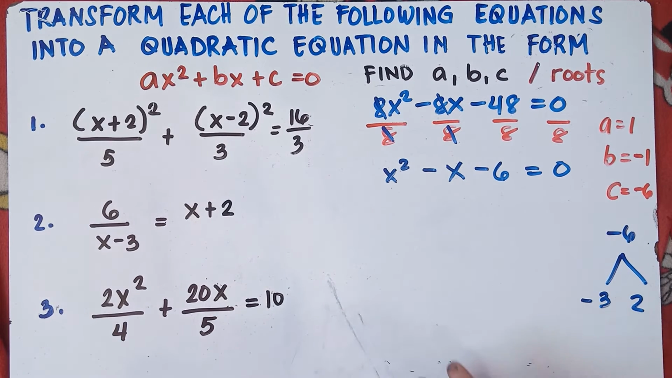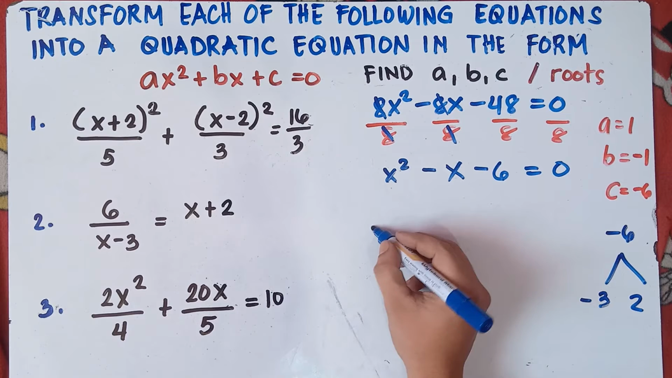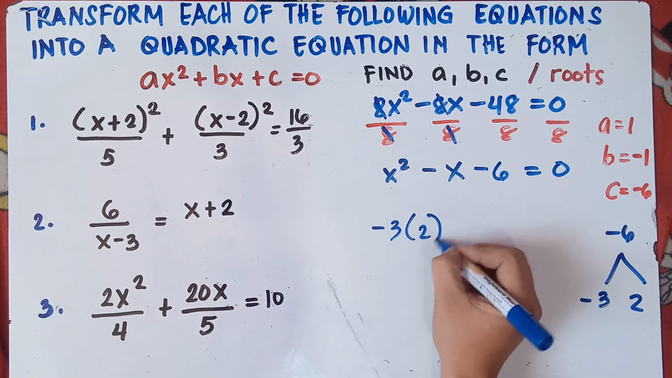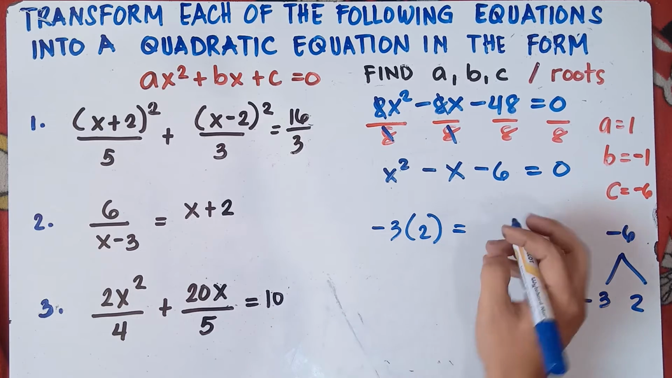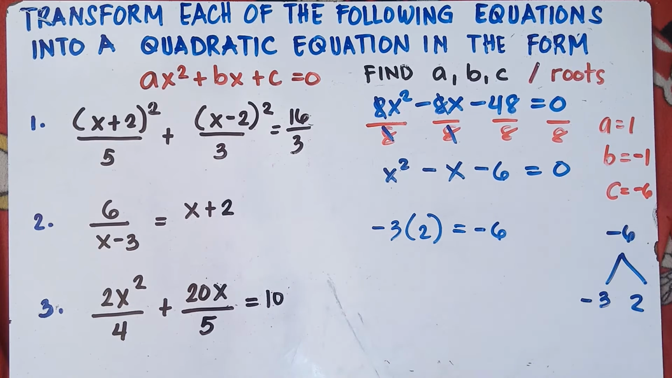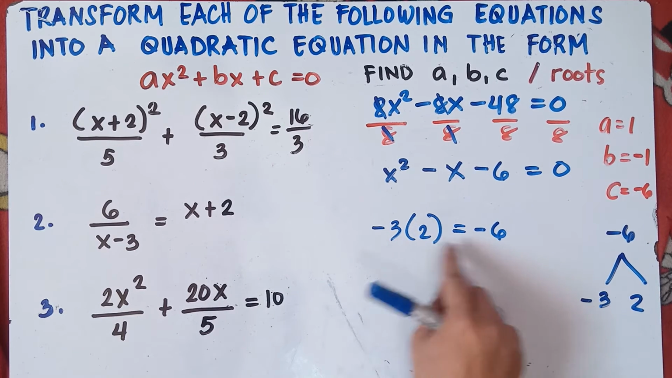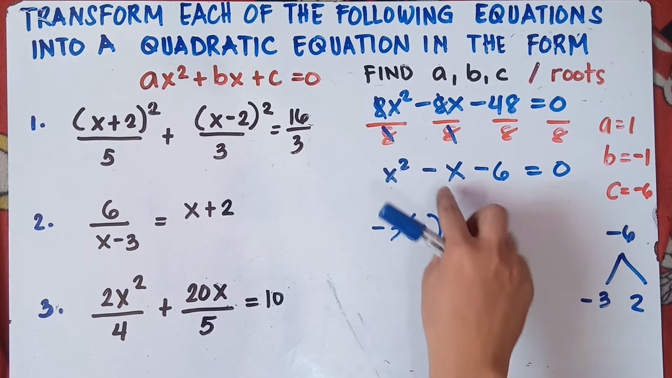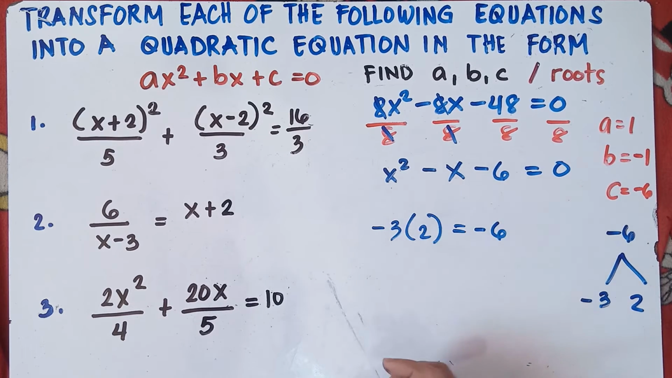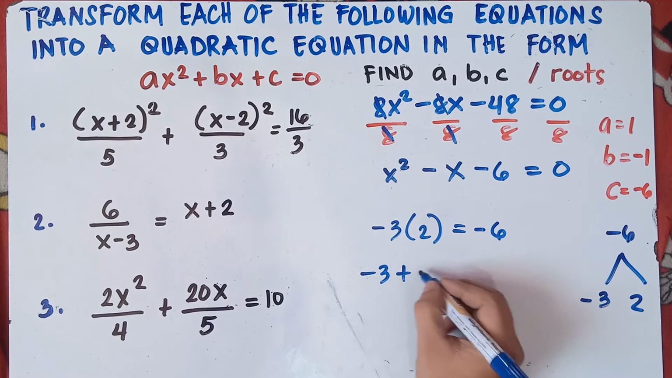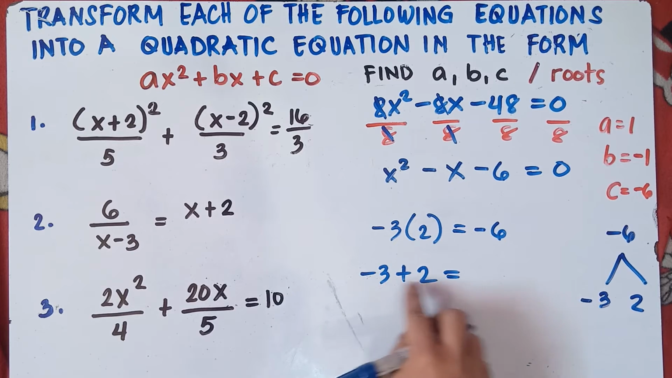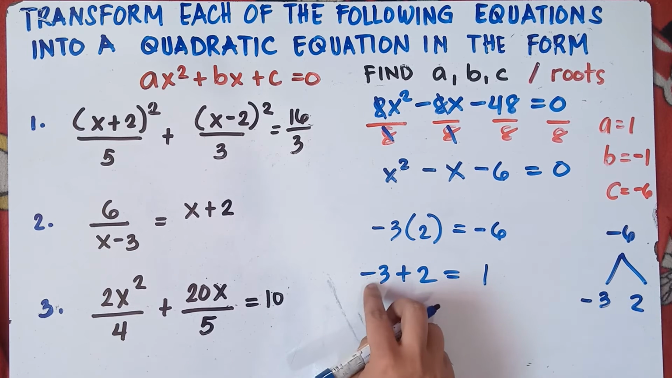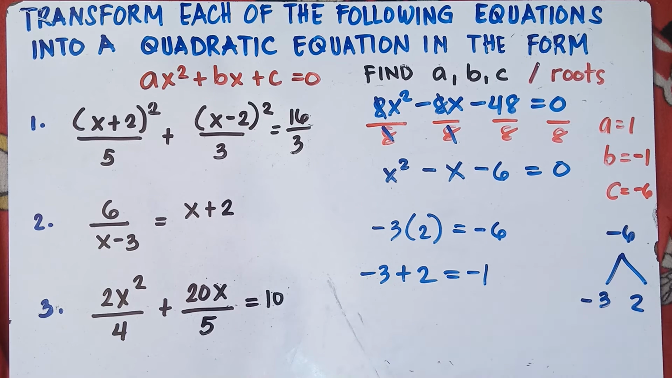Why is that, sir? Because if you multiply negative 3 times 2, negative times positive, that would be negative 6, right? Negative times positive is negative. Then 3 times 2 is 6, negative 6. If you combine, can we get negative 1? Yep. Negative 3 plus 2. If the signs are not the same, you subtract. 3 minus 2 is 1. And then you copy the sign of the larger number. So we have negative 1.